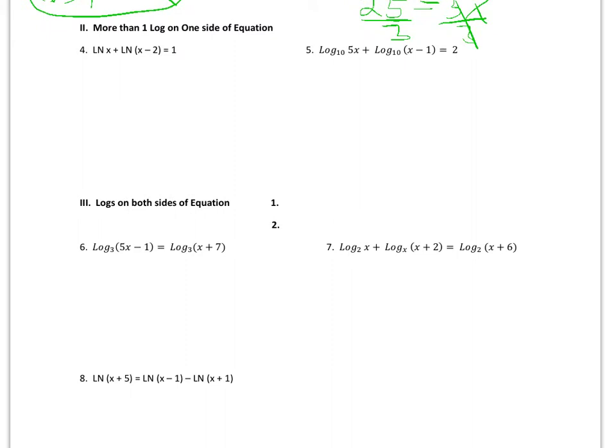All right, now this one right here, we have more than one logarithm on one side of the equation. And basically what we want to do here is here's the key. Since we have more than one logarithm, we want to condense to one logarithm. So we're using our properties that we learned in the last section, 3.3. So we'll say condense to one logarithm.